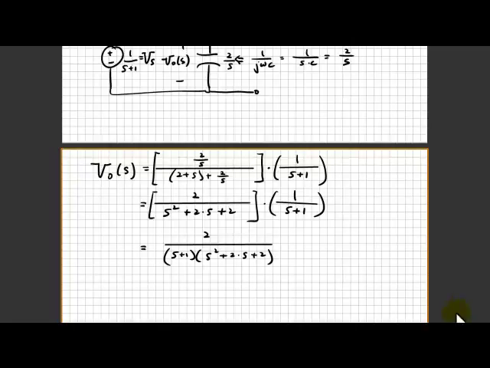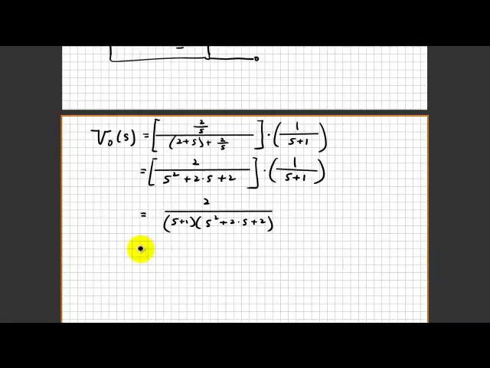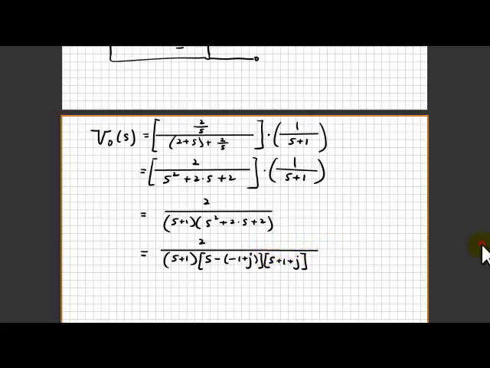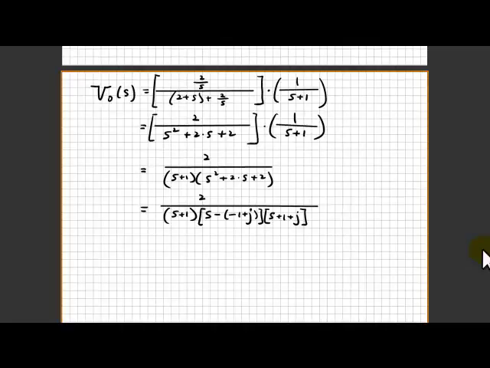Factoring x squared plus 2 times x plus 2 with respect to x gives a complex root. So if you use the factors, what you will get in the end is 2 over s plus 1 times s minus 1 plus j, and then the other one will be s plus 1 plus j. As you can see, this is what we learned before, the repeated complex number case. How many roots do we have here? We have K1, K2, and K2 conjugate.